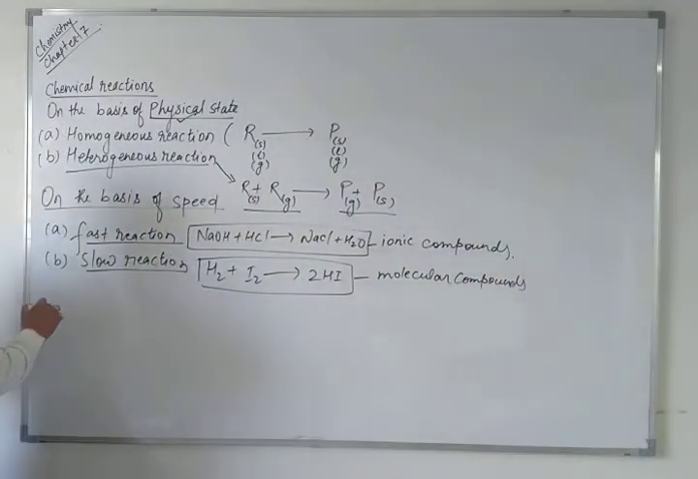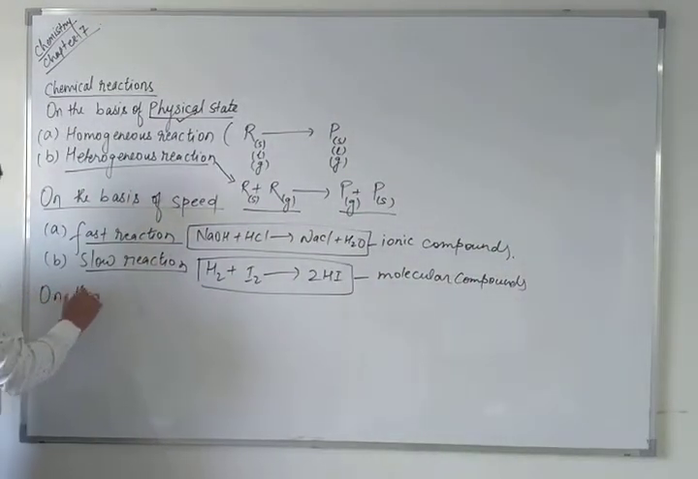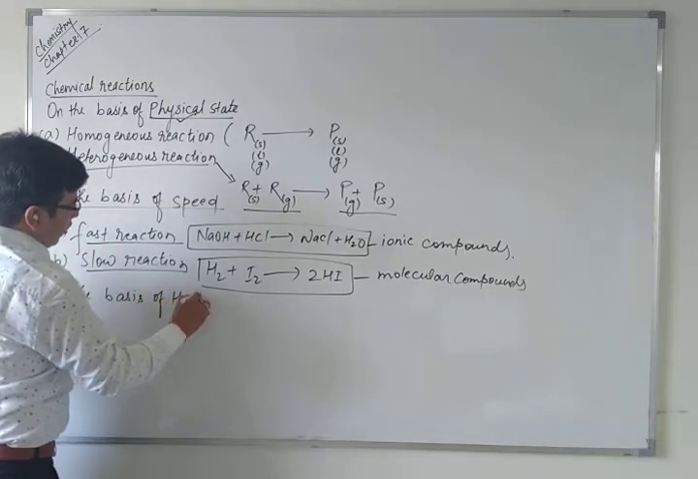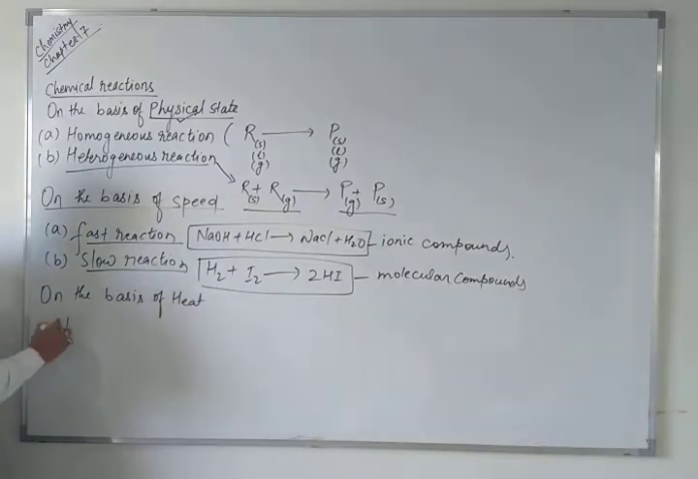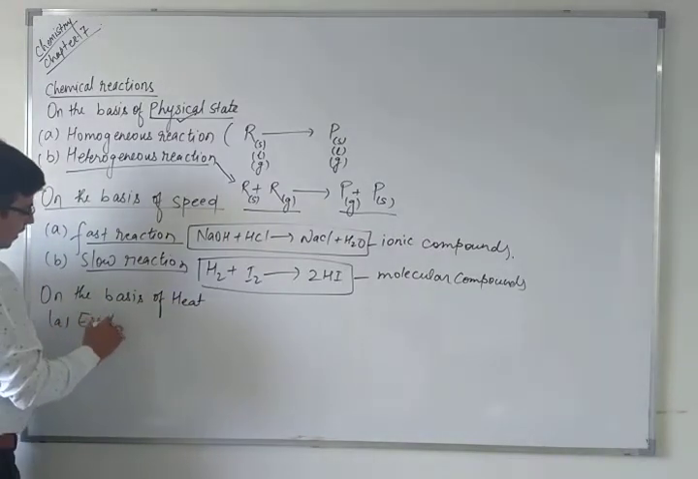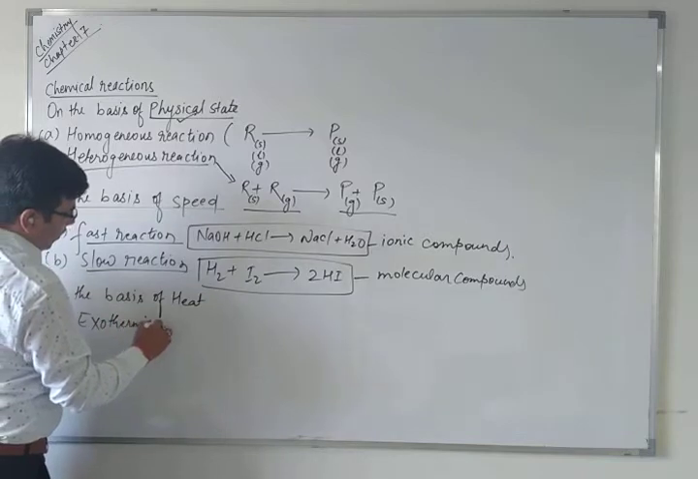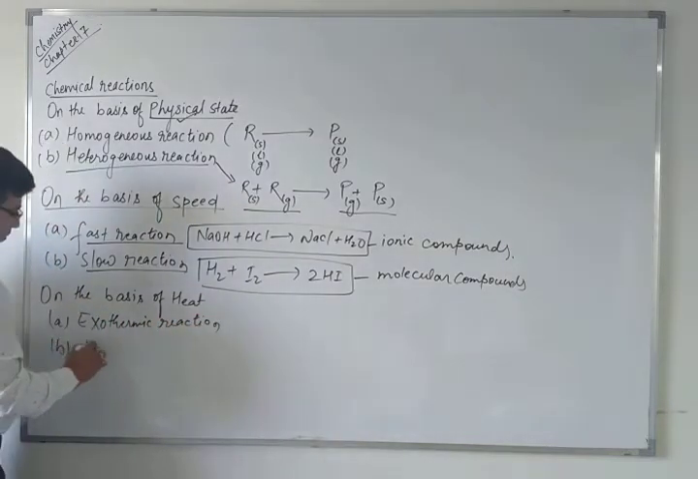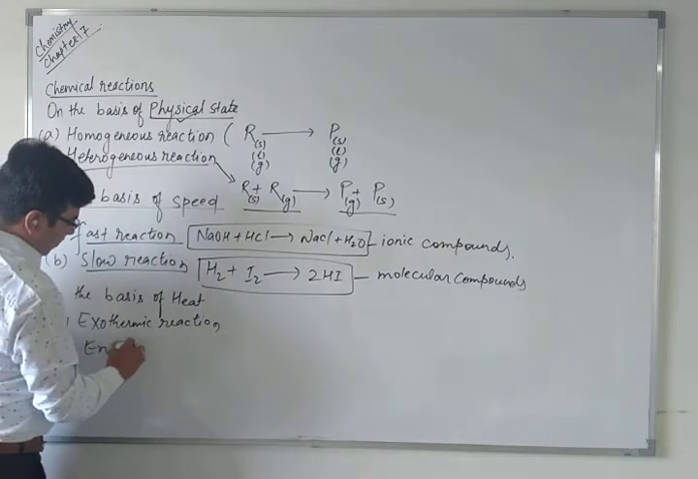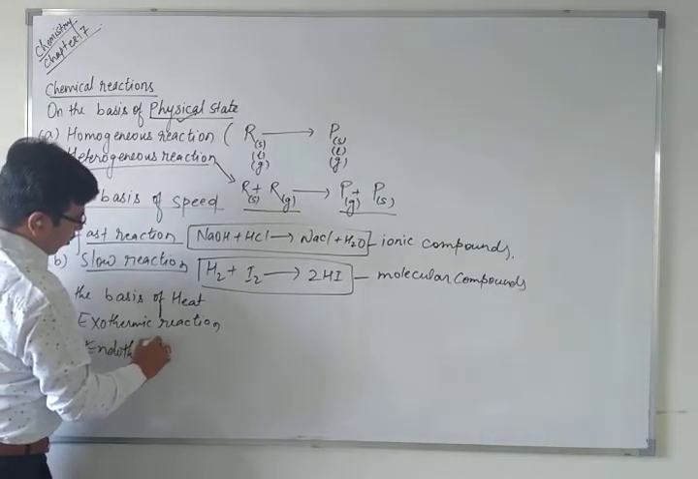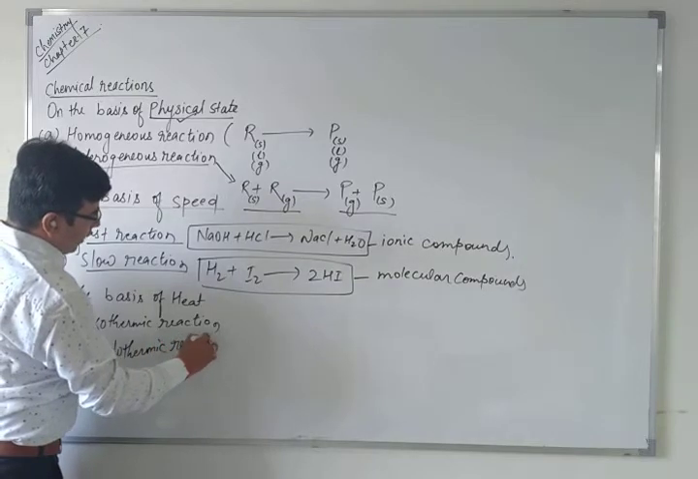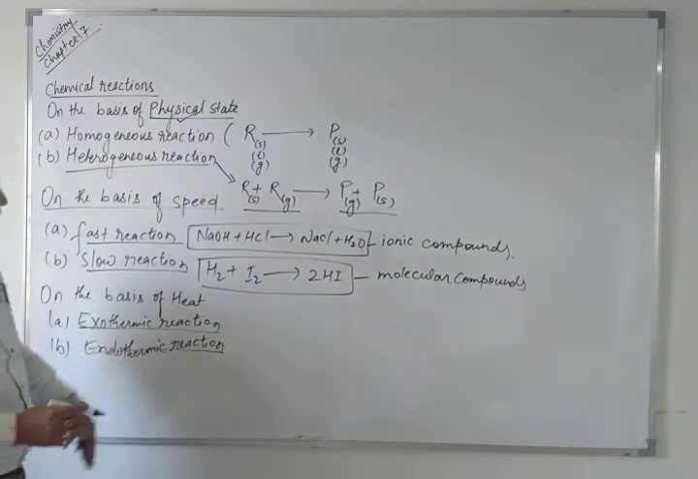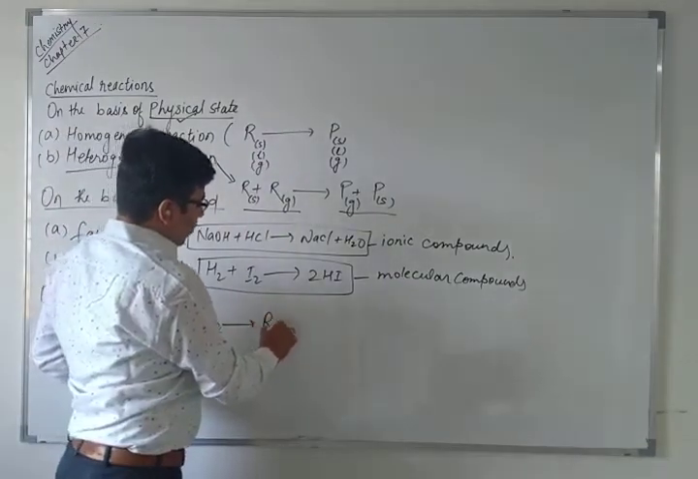If I talk about on the basis of heat, there are two types of reaction. One is exothermic reactions, and another is endothermic reactions, right? You may have heard about all these things in the previous chapter. Why I am teaching all this, I will come to the point. In an exothermic reaction, the reactants form products.